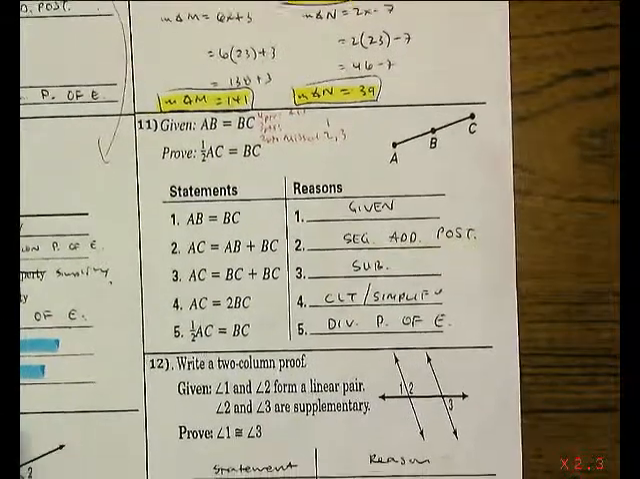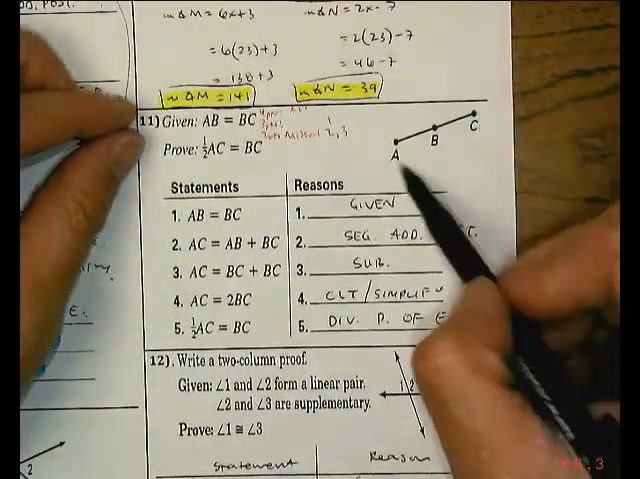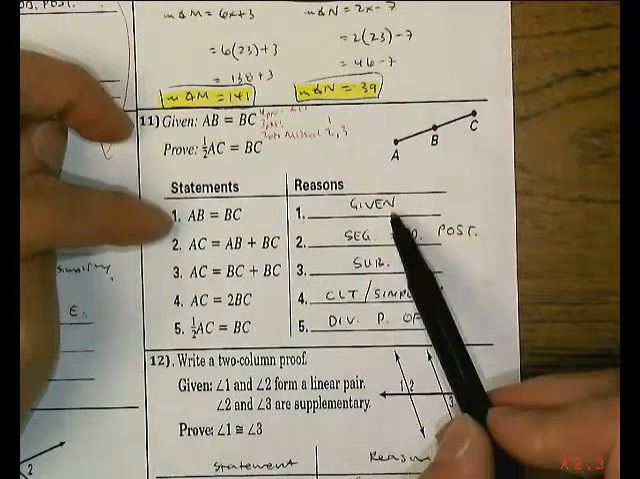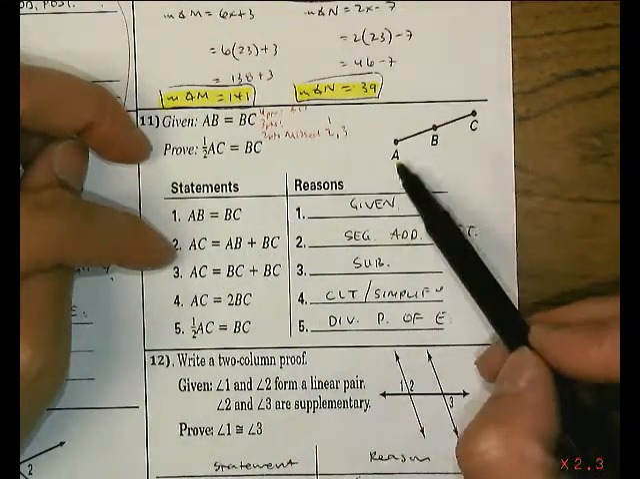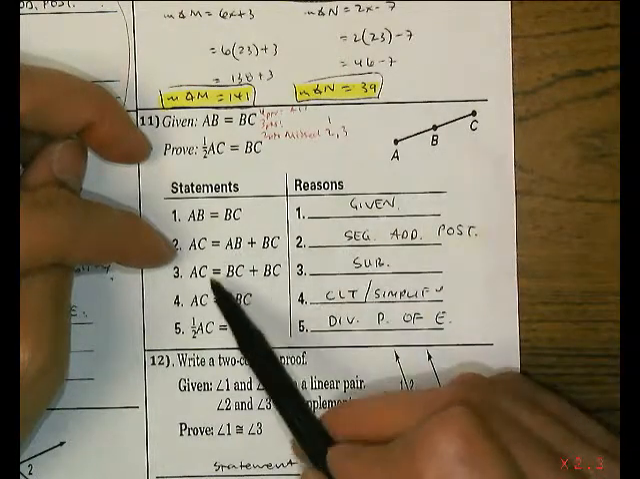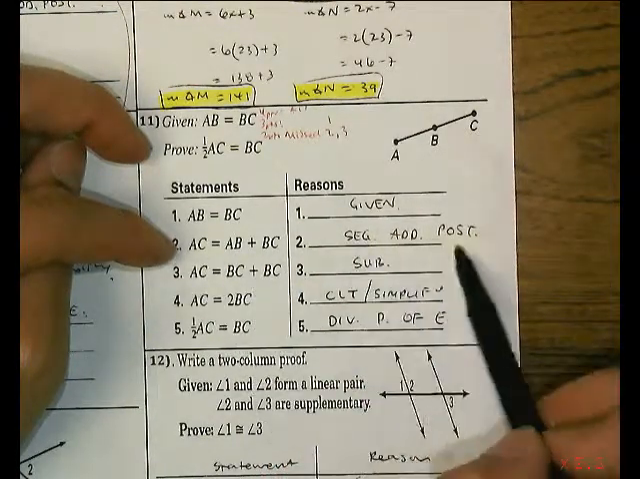Question number 11. Here's my picture. AB equals BC, that's given. AC equals AB plus BC. If you look at this picture, notice how AC is a big segment. And what you're doing there is you're adding, segment addition postulate.